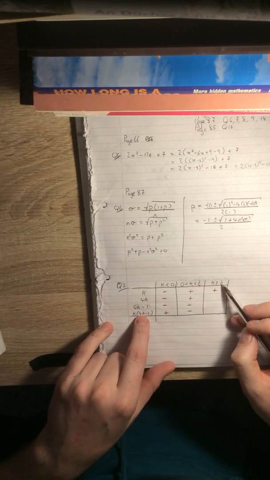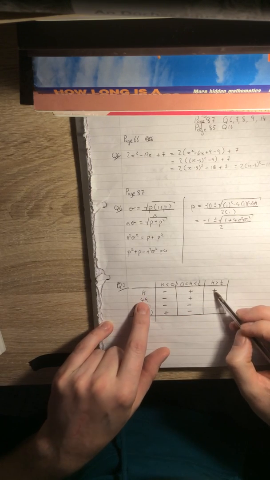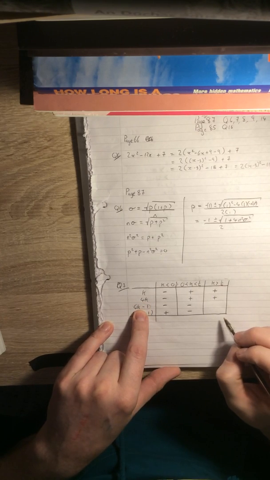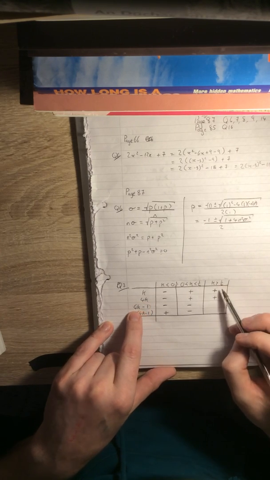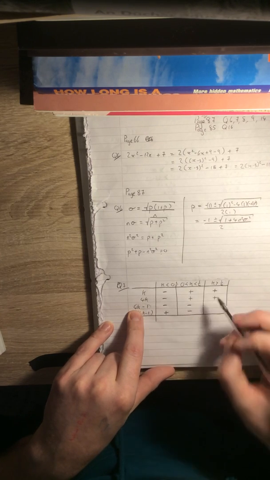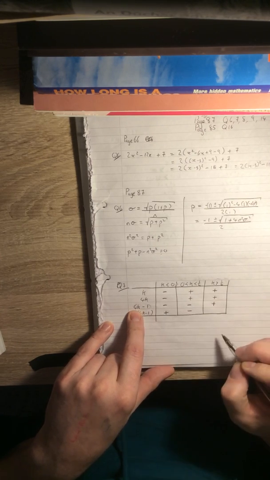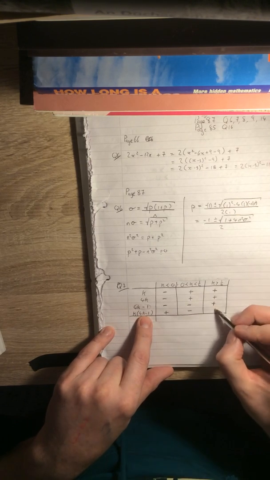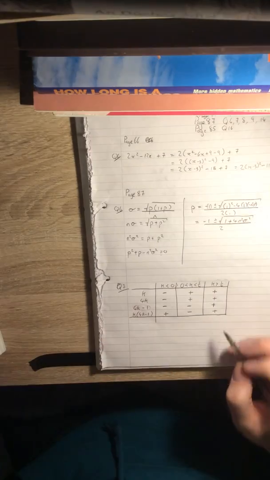When k is greater than a quarter, k is positive, 4k is positive, and 4k minus 1: when k is greater than a quarter, 4k is greater than 1. So taking 1 away from it, you still have a positive answer. And here, that's a positive number times a positive number, so you're going to get a positive answer.